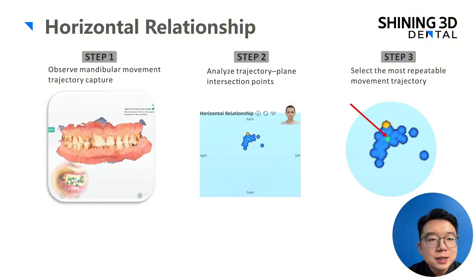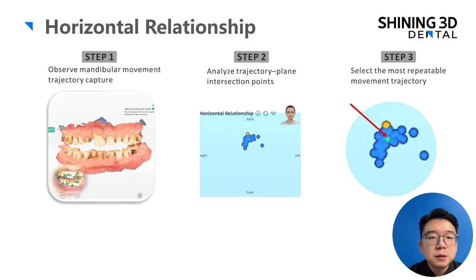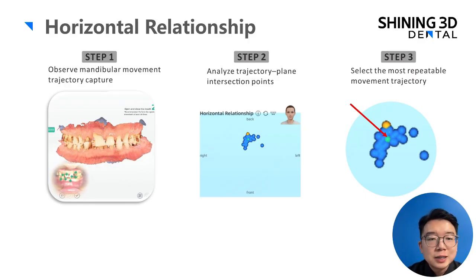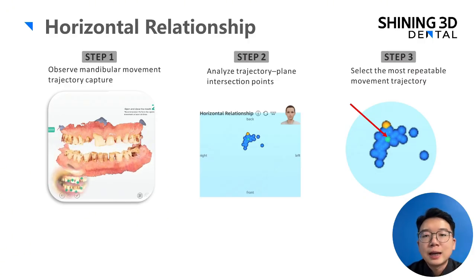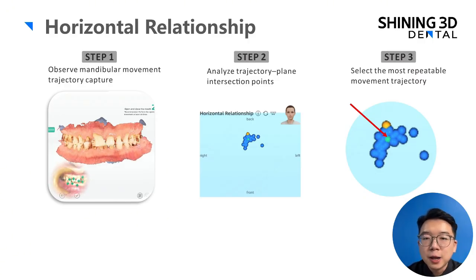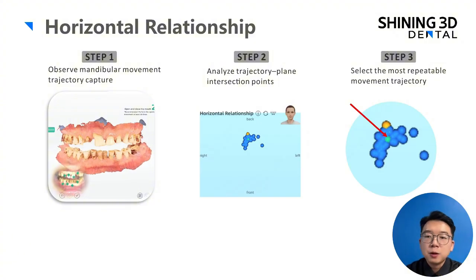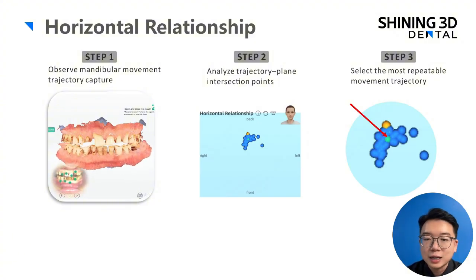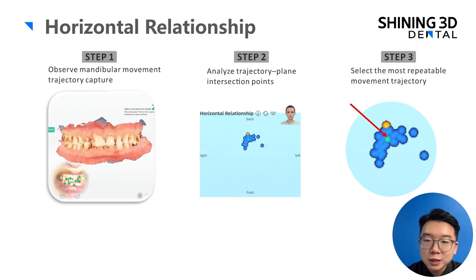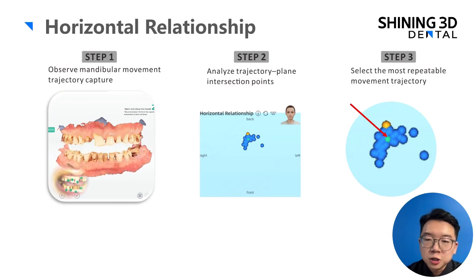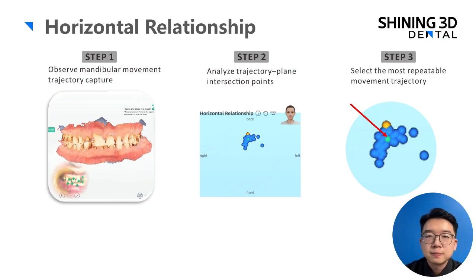For the first step here, observe the mandibular movement trajectory capturing to see whether it is stable or not. If it is stable, you can analyze the trajectory plane intersection points, and then you can select the most repeatable movement trajectory. Normally, the software will automatically select the green dot, which means the most repeatable movement trajectory, but you can also adjust it to suit the patient.